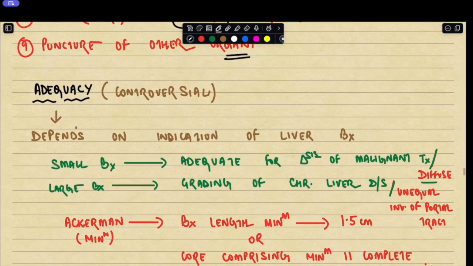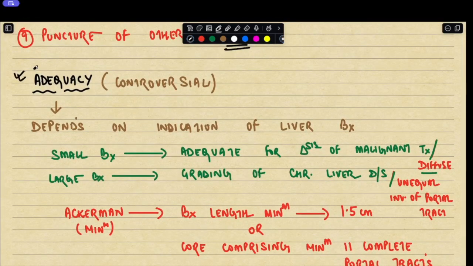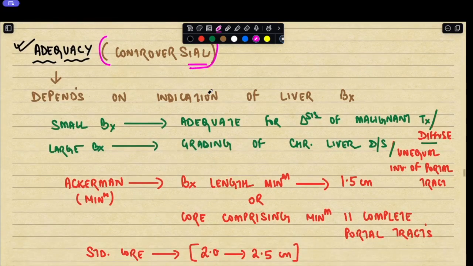Now the next important heading is the adequacy. This is a favorite question of the examiner. Wherever any controversy lies, the examiners are quite excited about that, and they want to know your opinion. So it is very controversial. The adequacy of the procedure will depend on the indication of the liver biopsy. Usually a small biopsy can be adequate for diagnosis of a malignant tumor or any diffuse process in the liver. So you can take a very small biopsy, that will be significant enough.